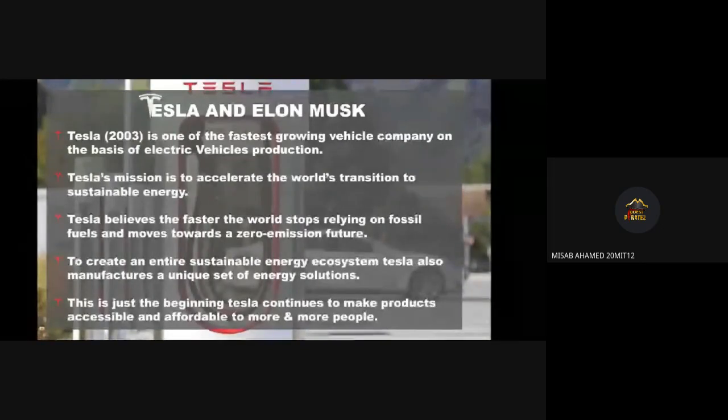Tesla believes in the faster the world stops relying on fossil fuels and moves towards a zero emission future, which means, as said before, there is no emission of carbon dioxide gases, which helps in the reduction of air pollution. To create an entire sustainable energy ecosystem, Tesla also manufactures a unique set of energy solutions. This is just the beginning of Tesla, and it continues to make products accessible and affordable to more and more people.